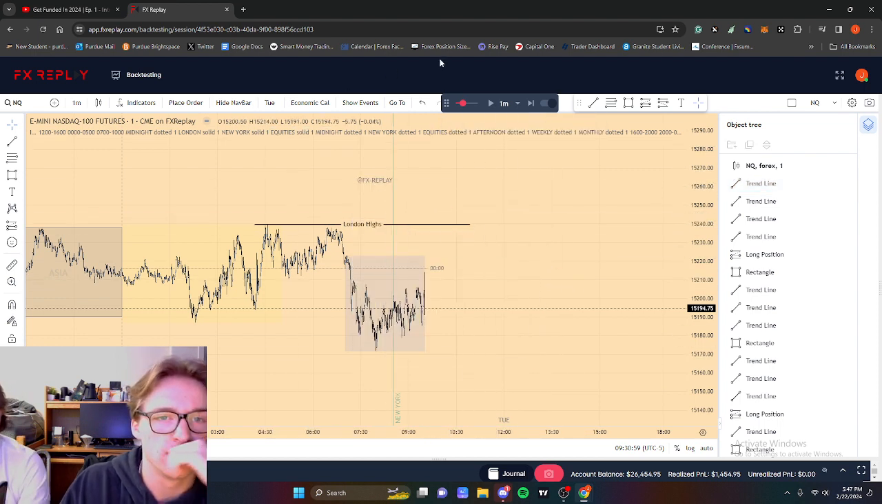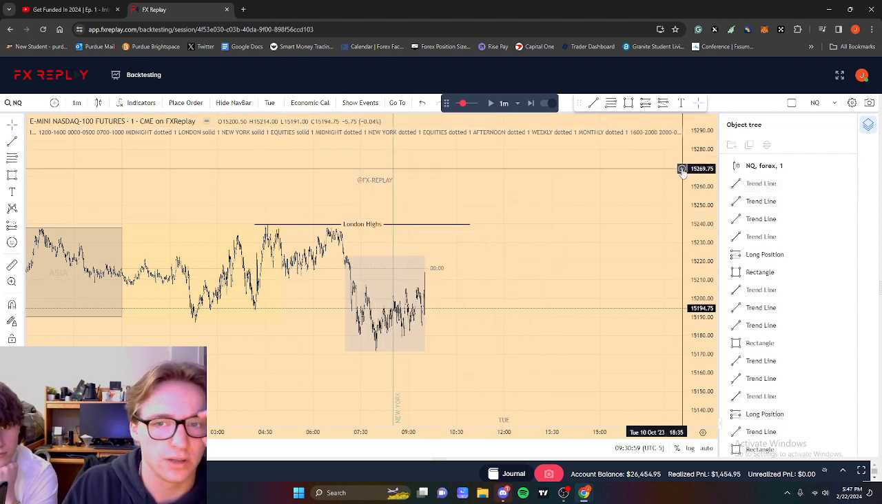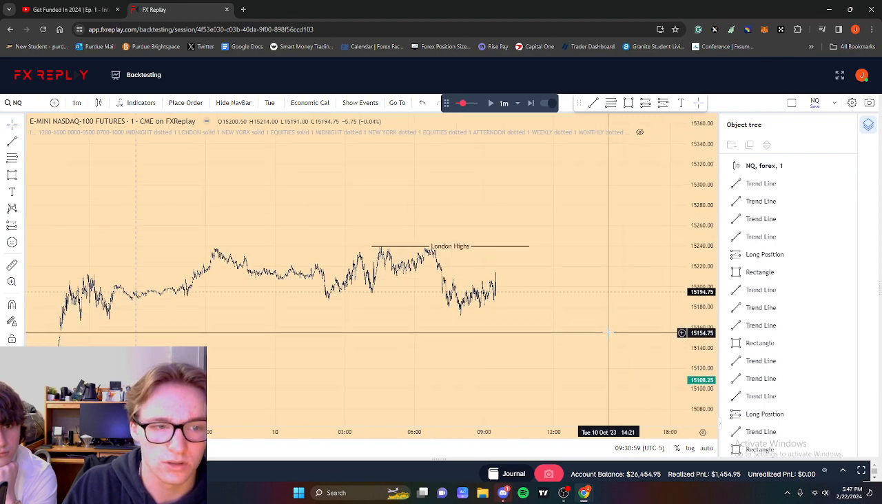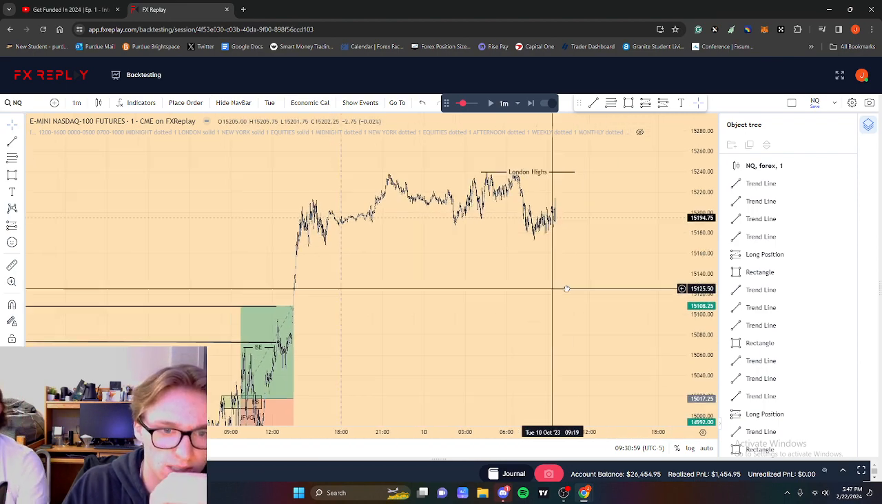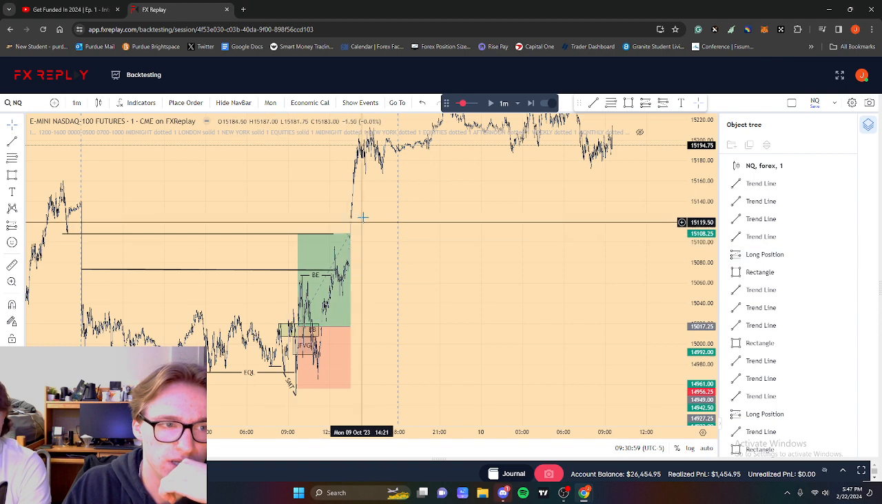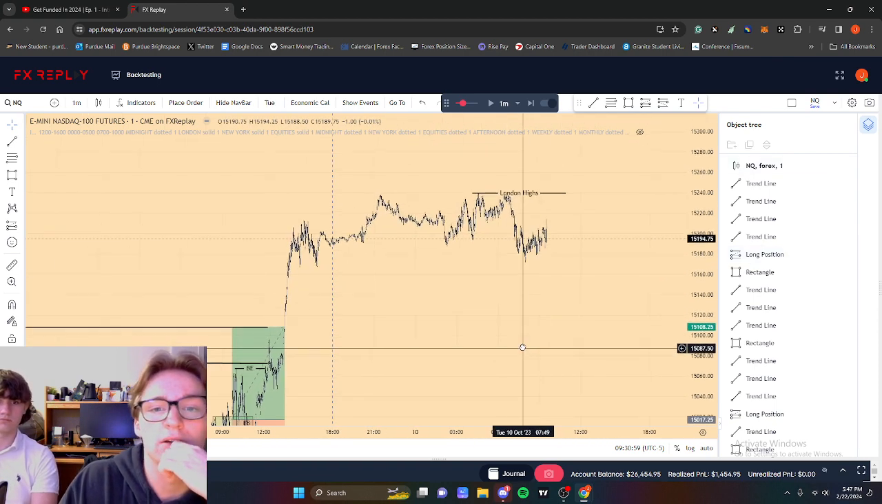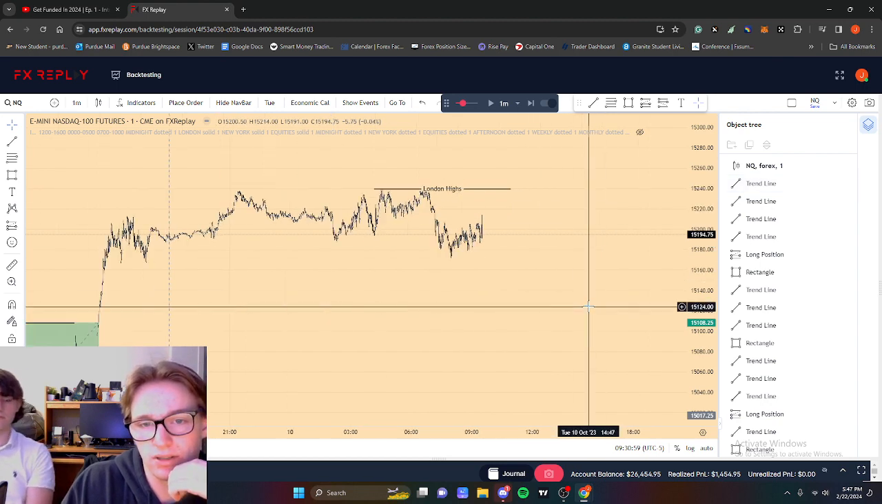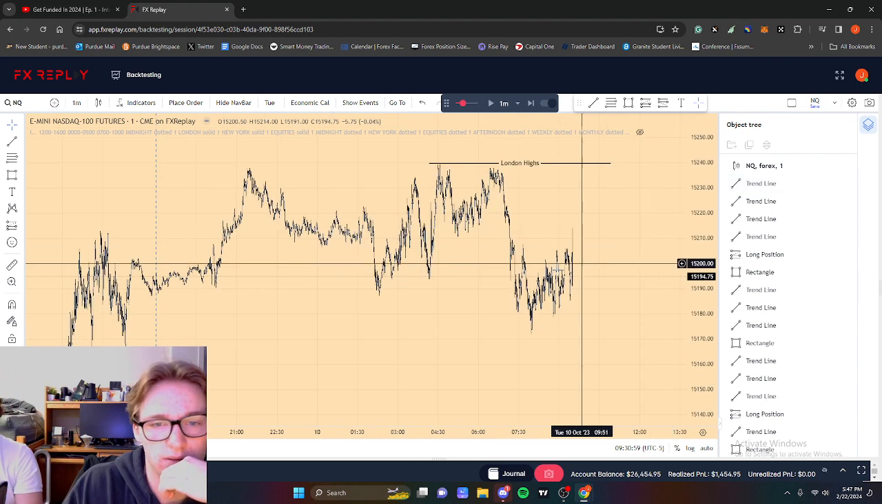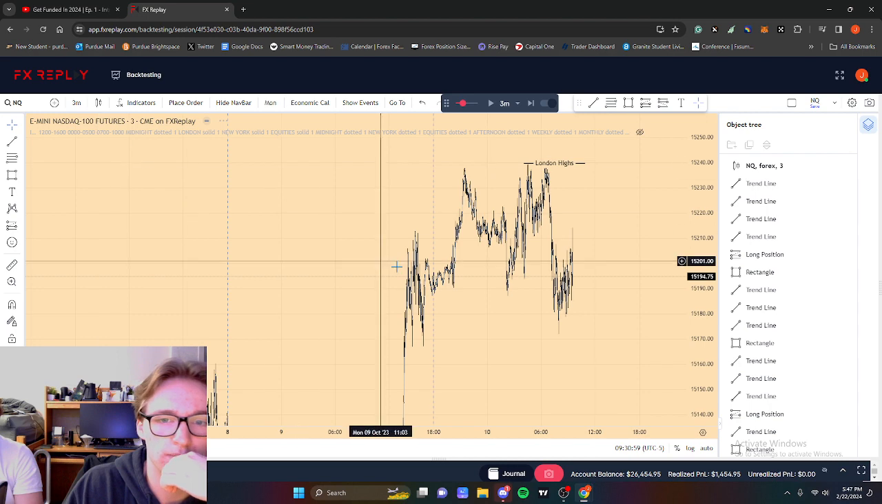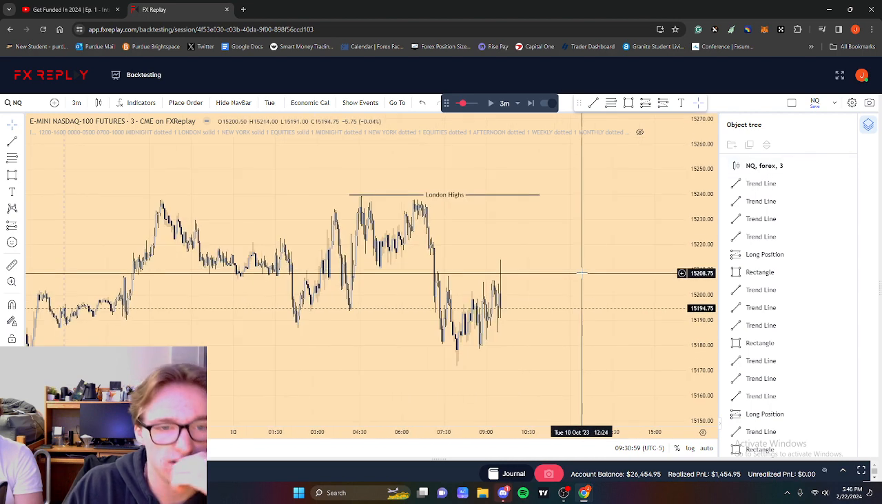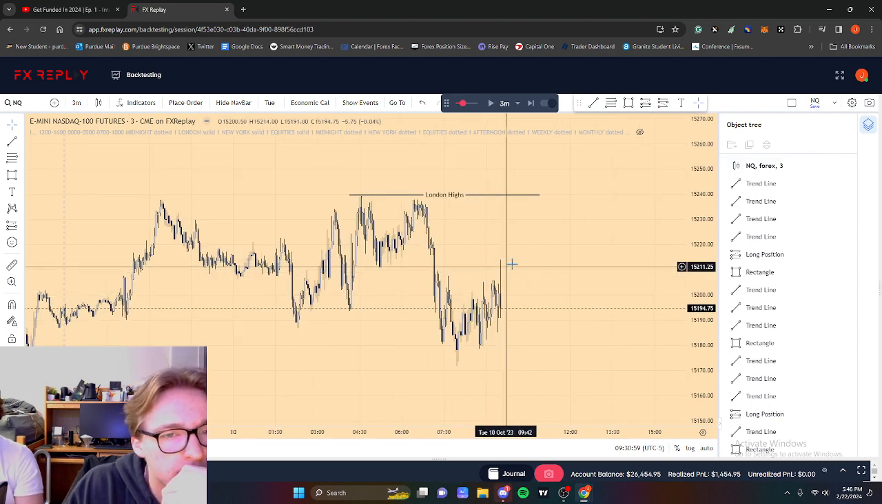Okay. And then we just kind of create our overall bias for the market. So we could probably expect a move down right here to fill in this big imbalance that was created. So in all honesty, I'd want to see a sweep of these London highs and then a breaker block maybe. So let's see, can we spot a bearish breaker block right here?